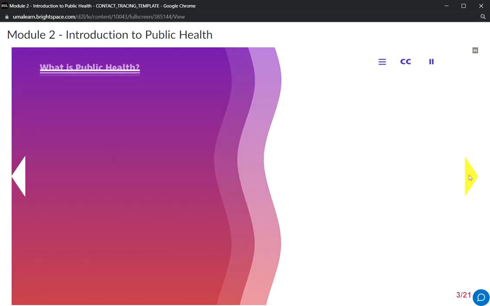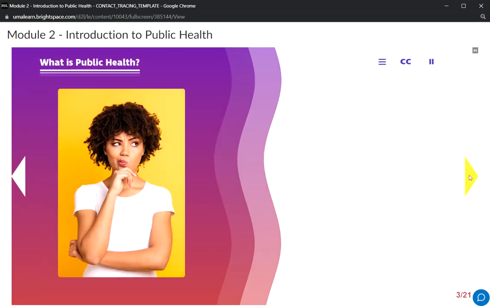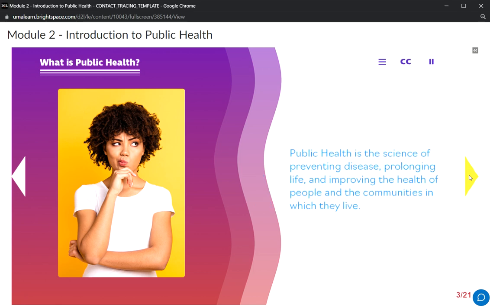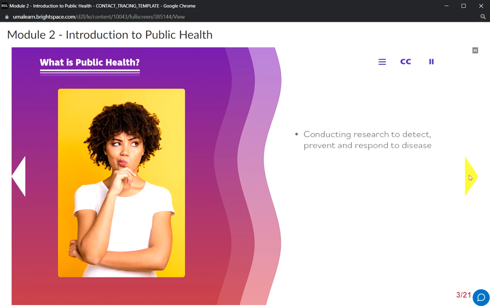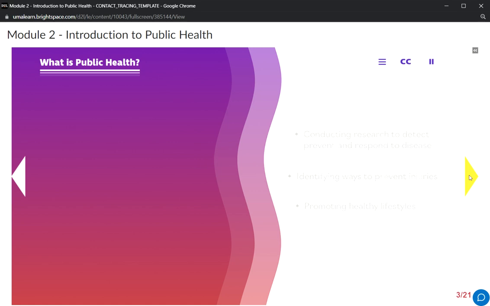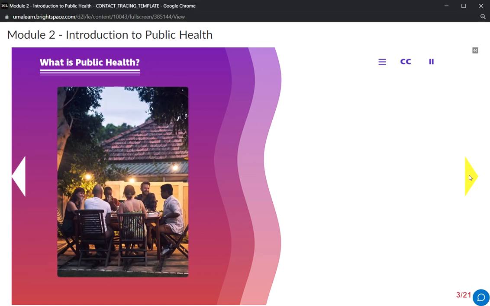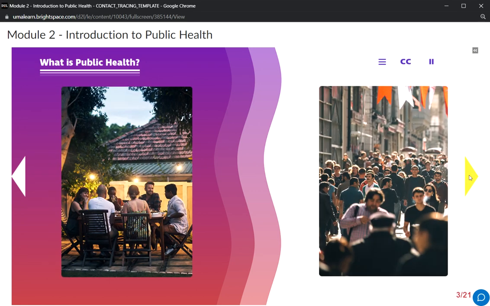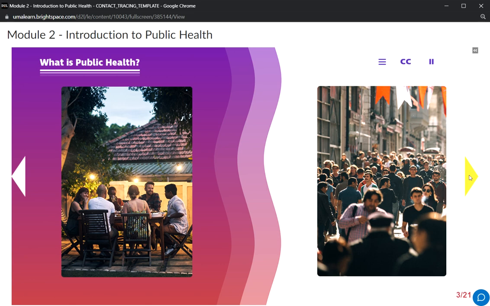So, what is public health? Public health is the science of preventing disease, prolonging life, and improving the health of people and the communities in which they live. This is achieved by conducting research to detect, prevent, and respond to disease, identifying ways to prevent injuries, and by promoting healthy lifestyles. Public health efforts can be aimed at populations as small as a local neighborhood, or as big as an entire country or region of the world.